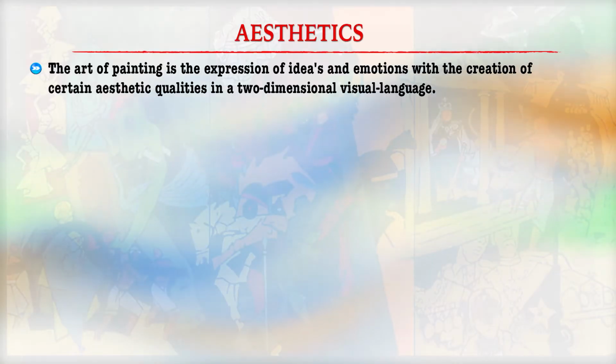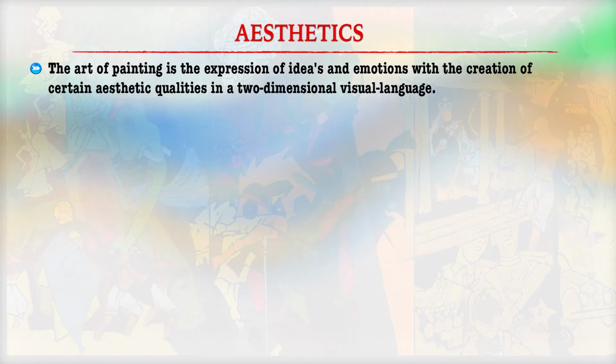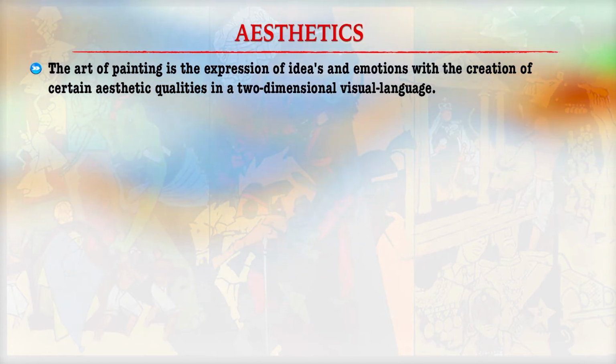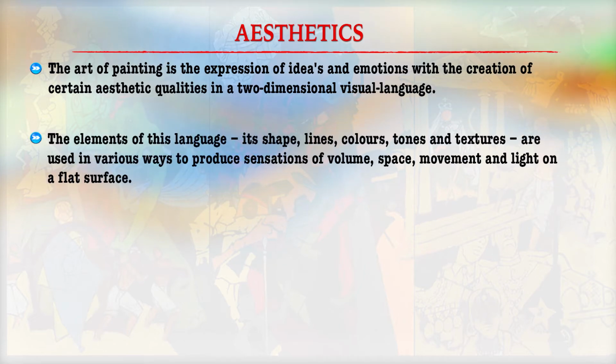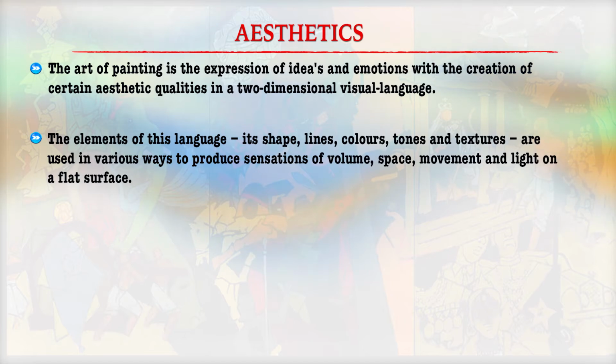Now let us understand the concept of aesthetics. The art of painting is the expression of ideas and emotions with the creation of certain aesthetic qualities in a two-dimensional visual language. The elements of this language are shape, lines, colors, tones and textures, which are used in various ways to produce a sensation of volume, space, movement and light on a flat surface.